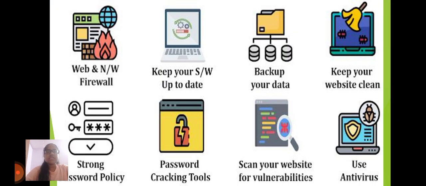And the next thing is the web and network firewall. Keep your software up to date, back up your data, keep your website clean, use antivirus, scan your website for vulnerabilities, use password cracking tools, and enforce strong password policies. They all come under one of the main headings of web security considerations. So this is about web security considerations and its importance in today's world.